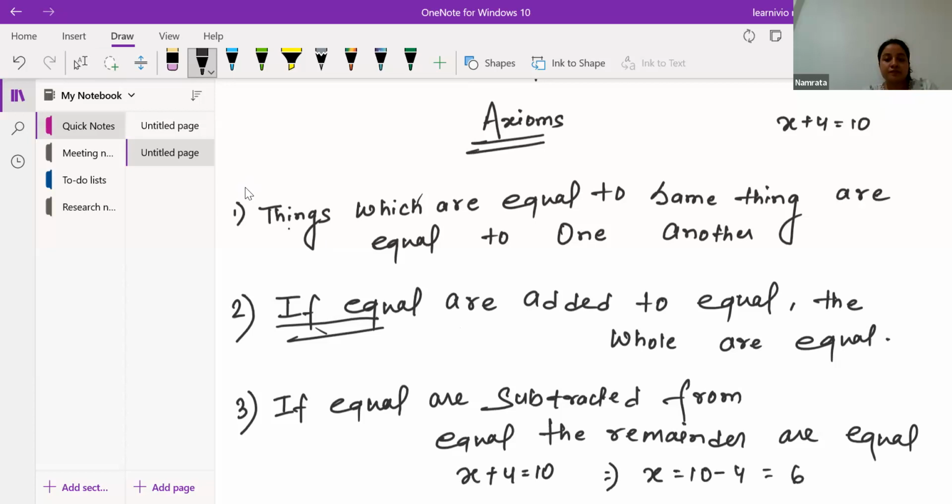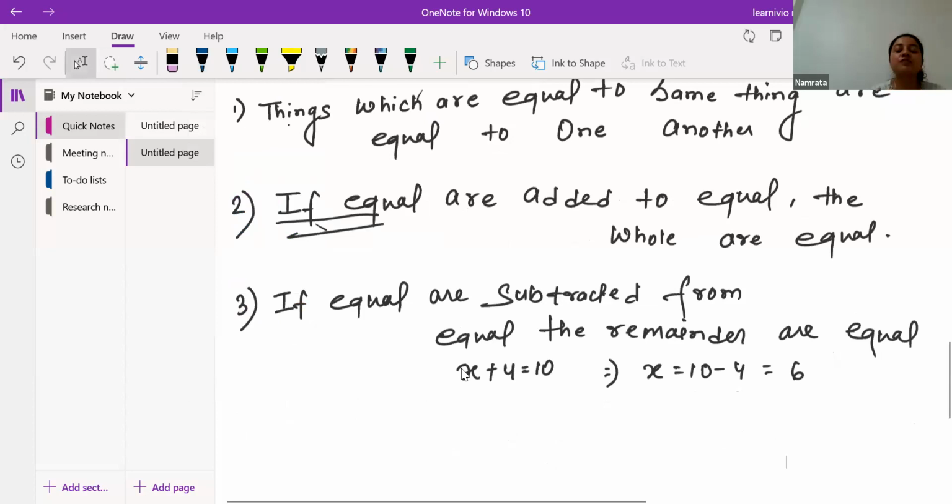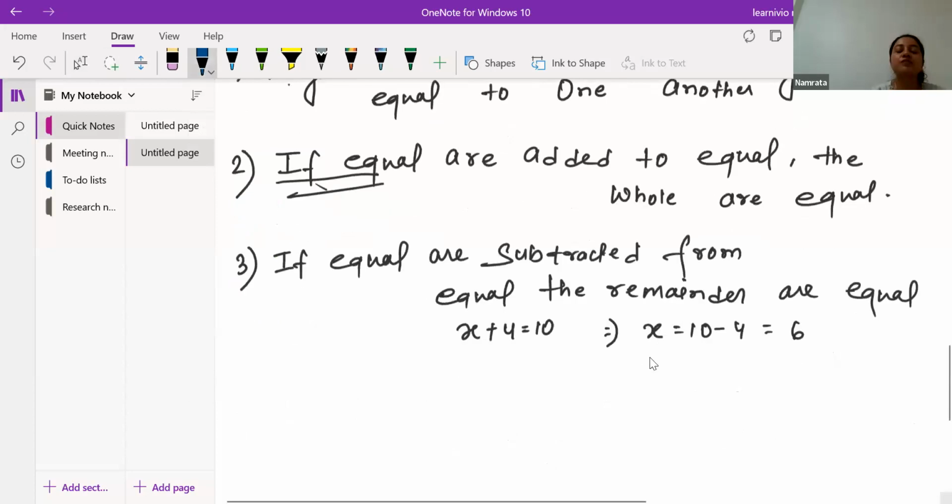In terms of mathematics, what exactly are we doing when we have x plus 4 is equal to 10? We think, okay, let's subtract, since we need the value of x. That means on the left hand side, we need only x, right? So x plus 4 is there. If we subtract 4 from there, then only x will remain on the left. But whatever we do on the left hand side, we have to do on the right hand side also, right?